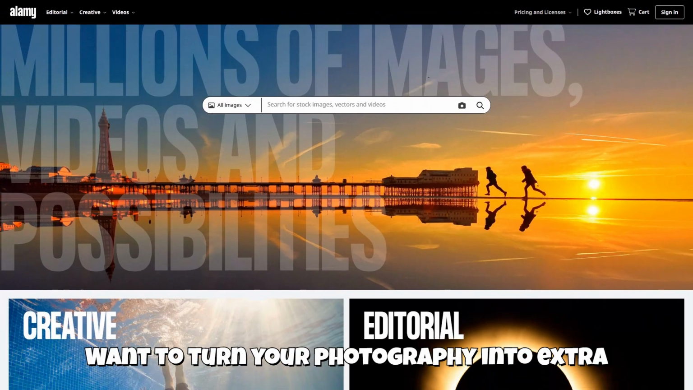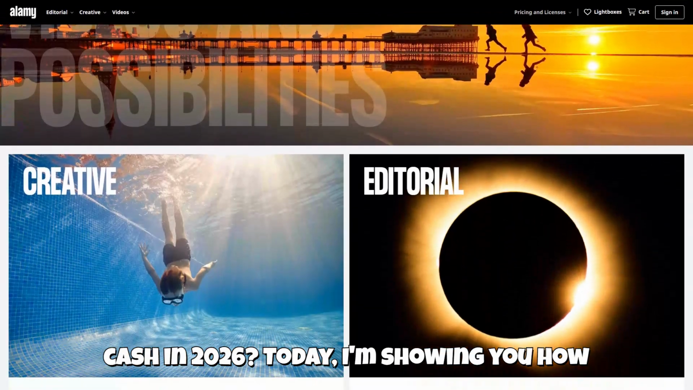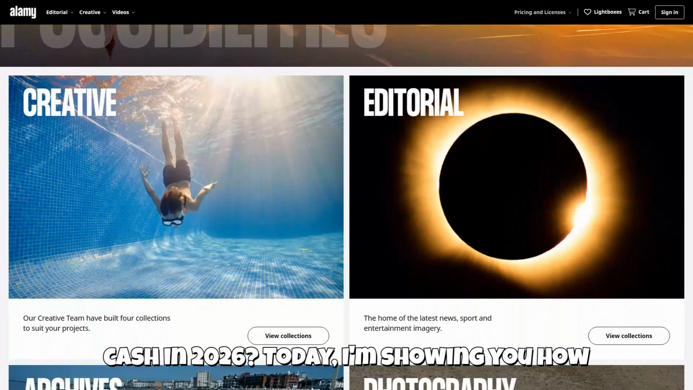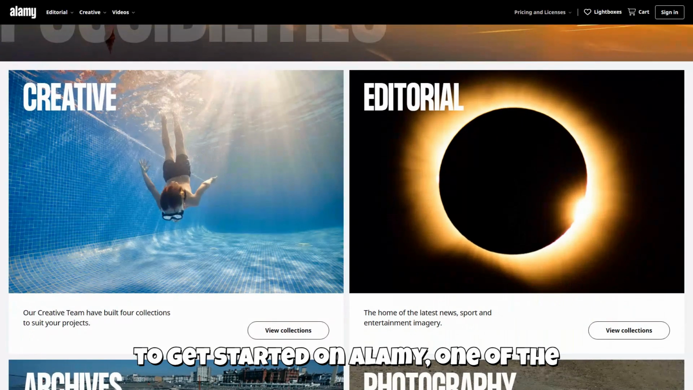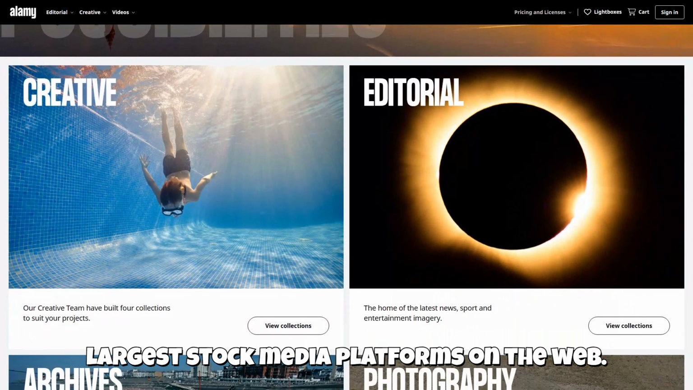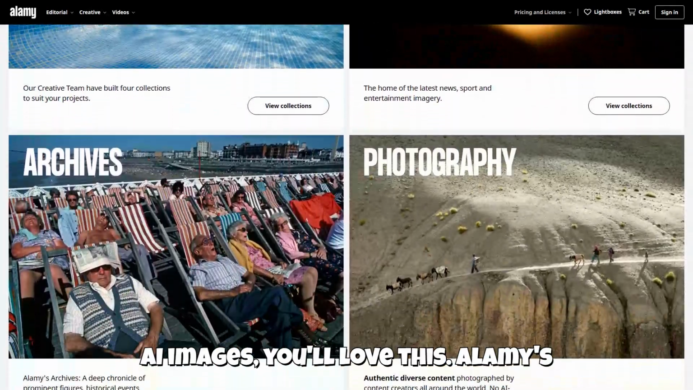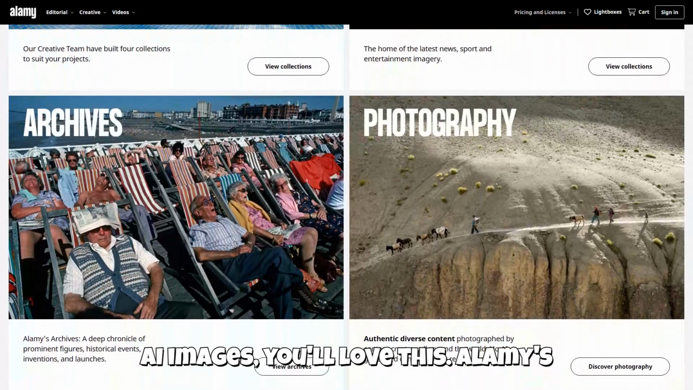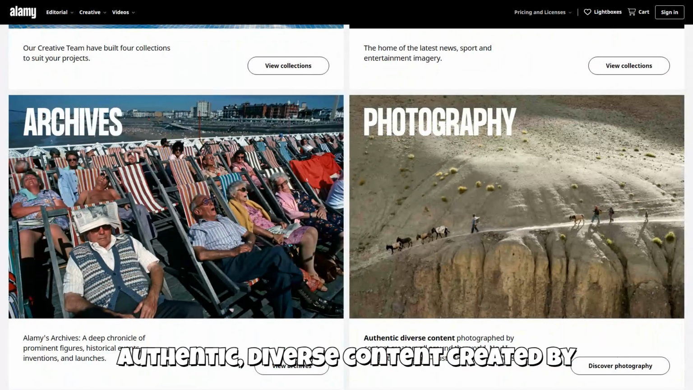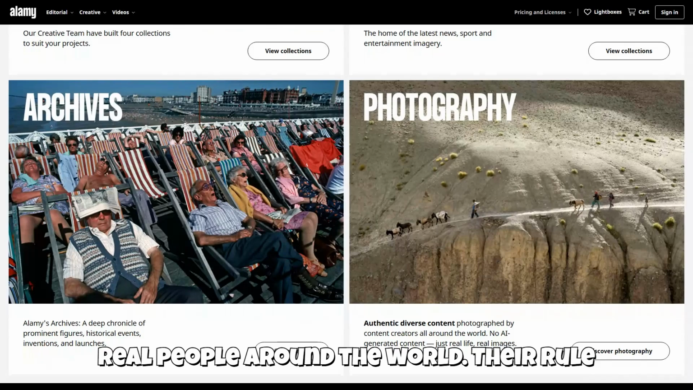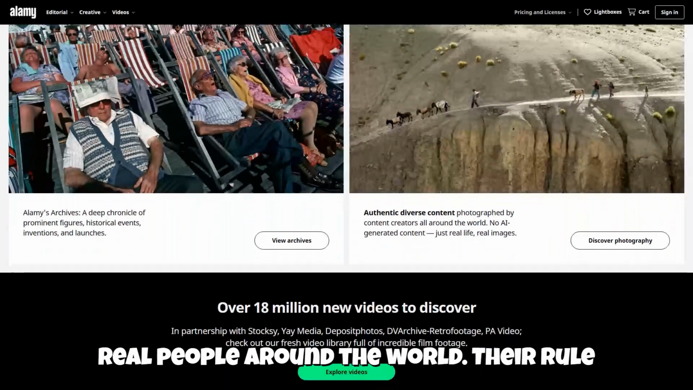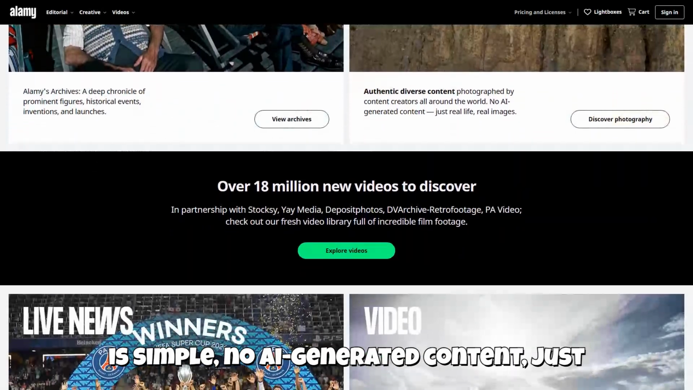Want to turn your photography into extra cash in 2026? Today, I'm showing you how to get started on Alamy, one of the largest stock media platforms on the web. If you're tired of platforms flooded with AI images, you'll love this. Alamy's photography section proudly focuses on authentic, diverse content created by real people around the world. Their rule is simple: no AI-generated content, just real life and real images.